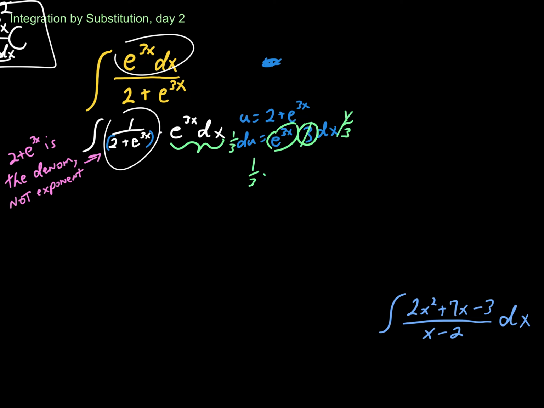And if you do that, you could do a direct substitution. What is that? e to the 3x dx, okay? We're going to substitute this in with this, 1/3 du. And now our integrand there is going to look like this. It is just 1 over u du.